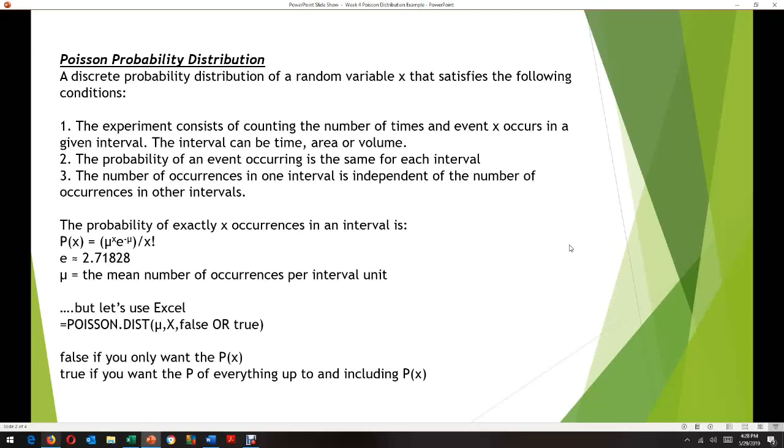So the formula is the p of x is equal to mu to the x power times e, whose value is 2.71828, raised to the negative mu power, and all of that divided by x factorial. Okay, that's pretty complicated. So instead, we're going to use Excel. We have a formula in Excel that's going to calculate this very, very quickly for us.